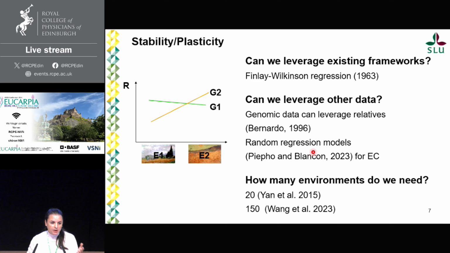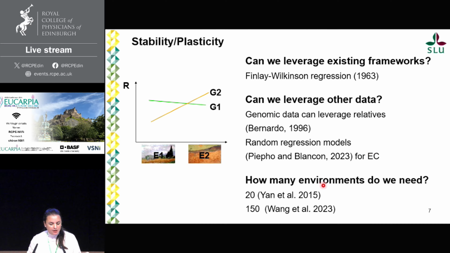And then the other framework is from Hans Peter's group on random regression models. Random regressions have been around forever, but they apply this to modeling that relationship matrix and modeling the covariance between the mean and the slope. And they use that for environmental covariance. So we started to think maybe we can use this type of approach.